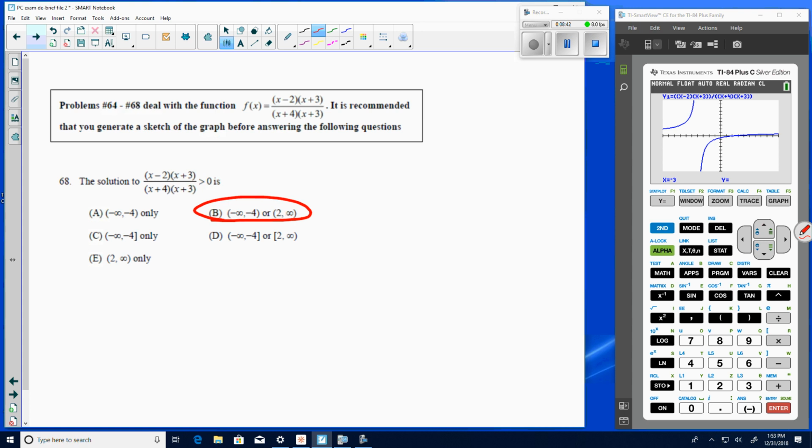Notice these don't work. When x is equal to 2, this whole expression is equal to 0. And here, when x is equal to negative 4, this whole expression is undefined. So we can't talk about those. And the other ones are just wrong.